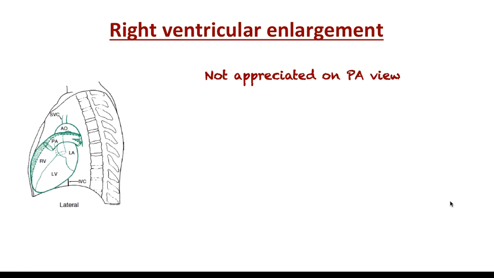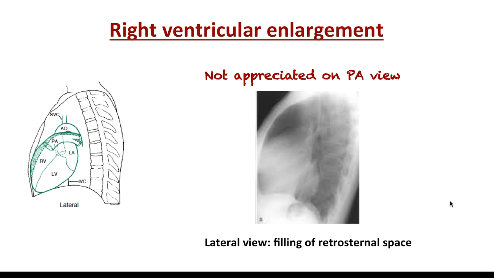Right ventricular enlargement: you must have noticed that the right ventricle does not contribute to the cardiac silhouette in a PA view. It only contributes to the cardiac silhouette in a lateral view. So it is not appreciated on a PA view, and in a lateral view you will see that there will be filling of the retrosternal space. So if it gets enlarged, you will see filling of the retrosternal space, as can be seen in this figure.